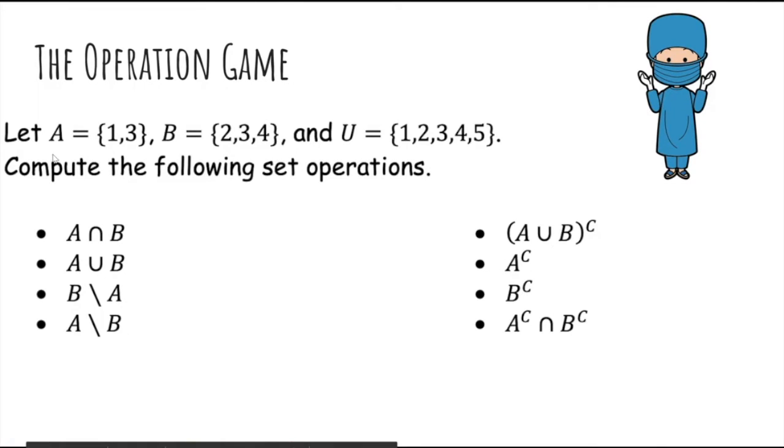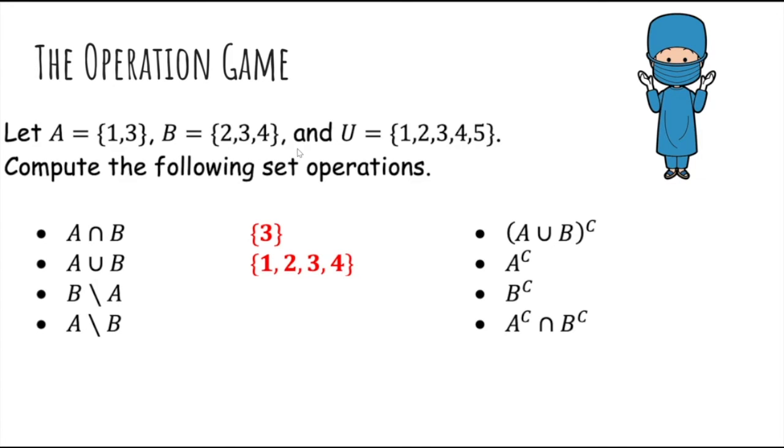Okay, so let's do some examples. So if A is the set of 1 and 3, B is the set 2, 3, 4, and U is the set 1, 2, 3, 4, 5, what are the following set operations? So A intersect B. So this is the set of elements that are in both A and B. So that's only 3 is present in both. What about A union B? So that's all numbers that are in A or in B or in both. So if you combine them and just take the unique numbers, you get 1, 2, 3, 4.